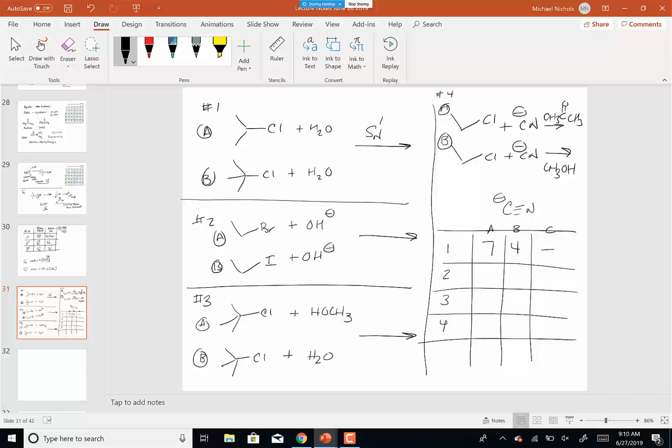What's different? Secondary versus tertiary halide in an SN1 reaction, which goes faster? A secondary versus a tertiary. A tertiary. So which one would go faster? B. Out of curiosity, if you answered A, what was your reasoning for A?